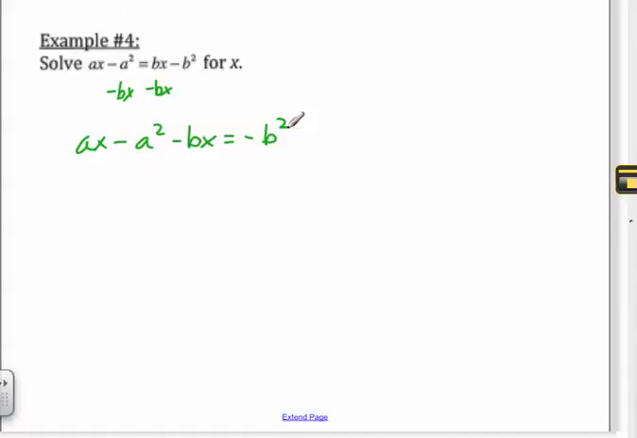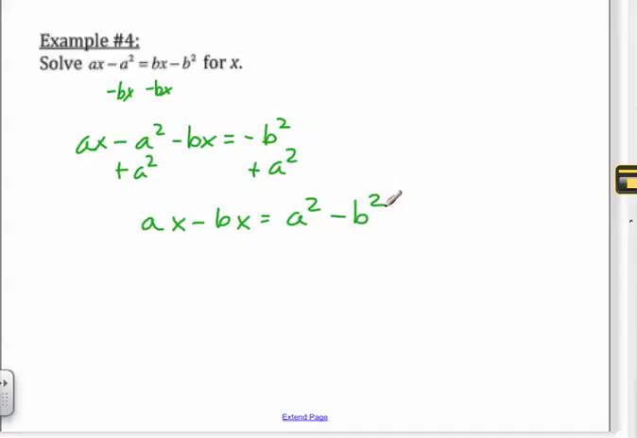Okay? But if I'm solving for x, I want to get rid of everything that doesn't have an x. So here I'm going to add a squared to both sides. Oh, I see where this is going. Okay? So that's then going to leave me ax minus bx is equal to a squared minus b squared. That's interesting. Okay, now I'm not done yet.